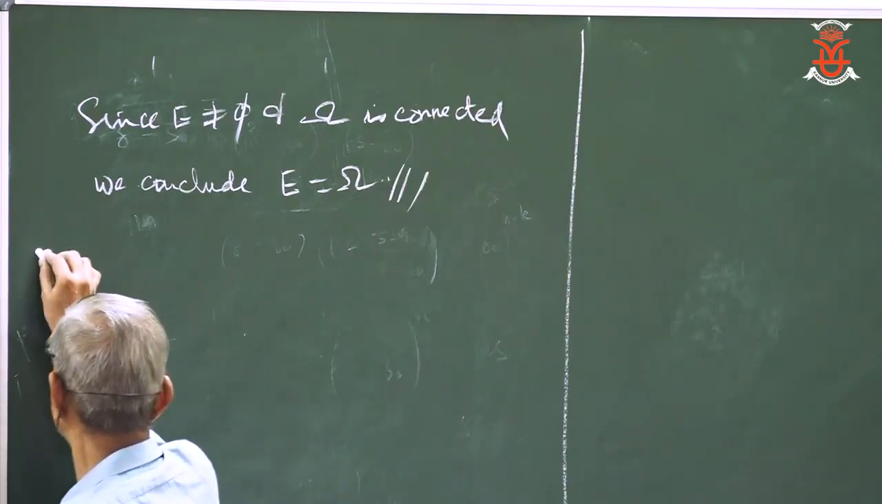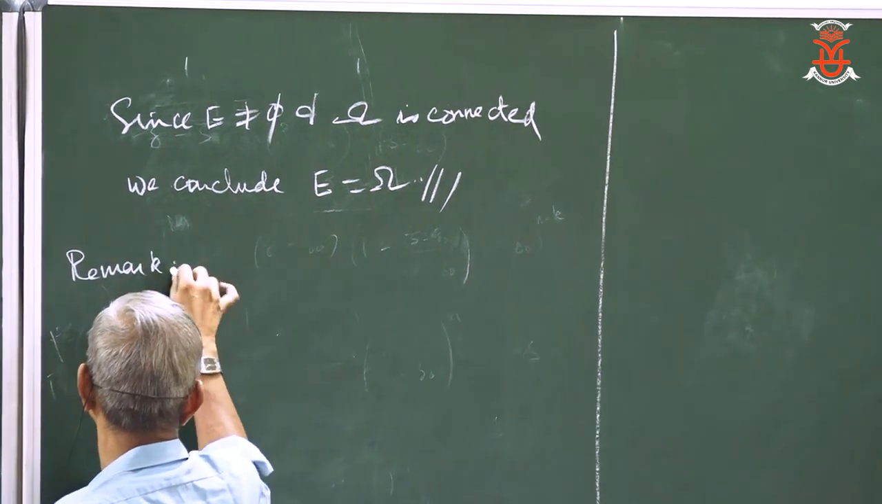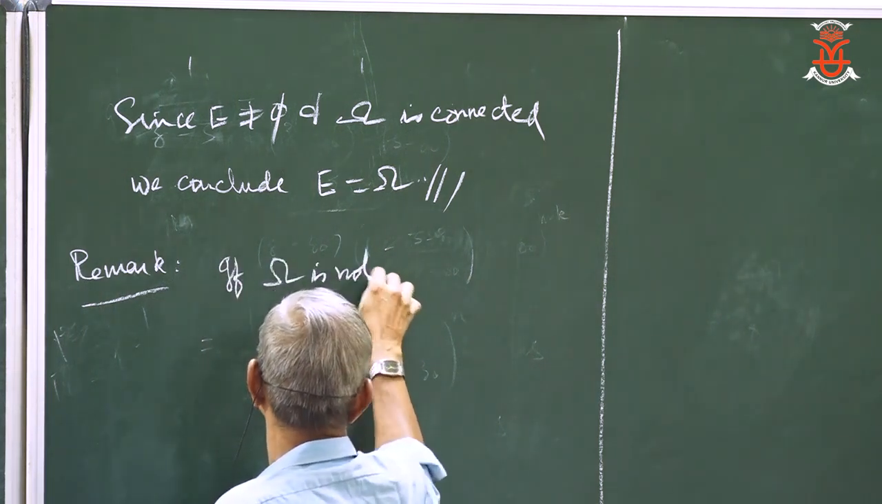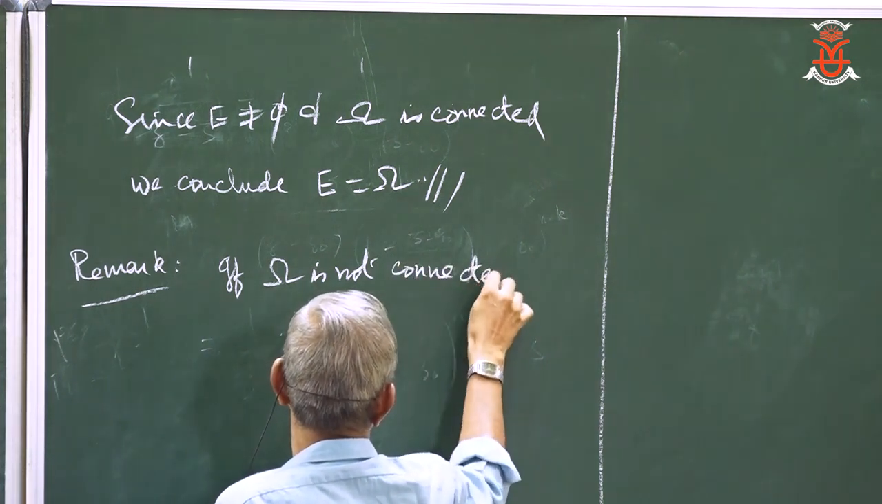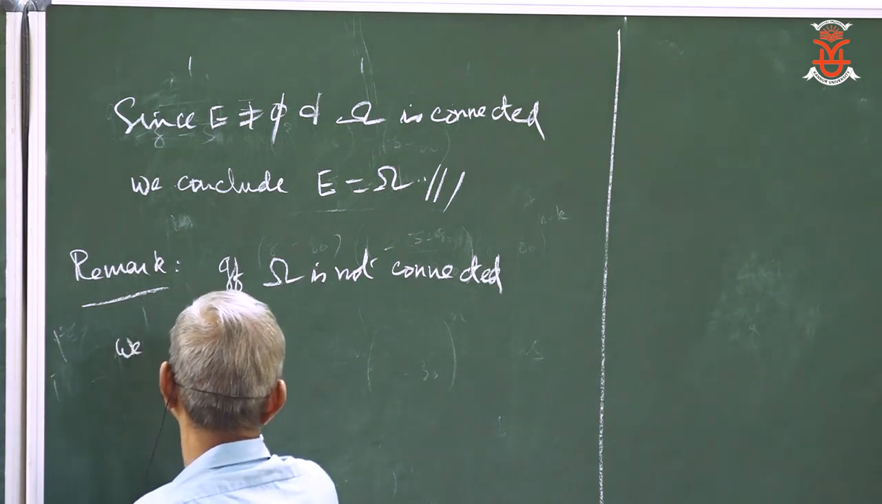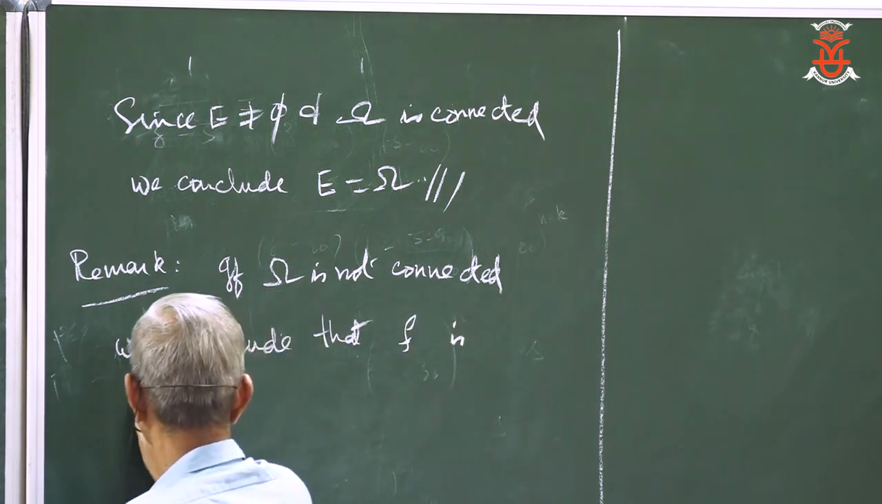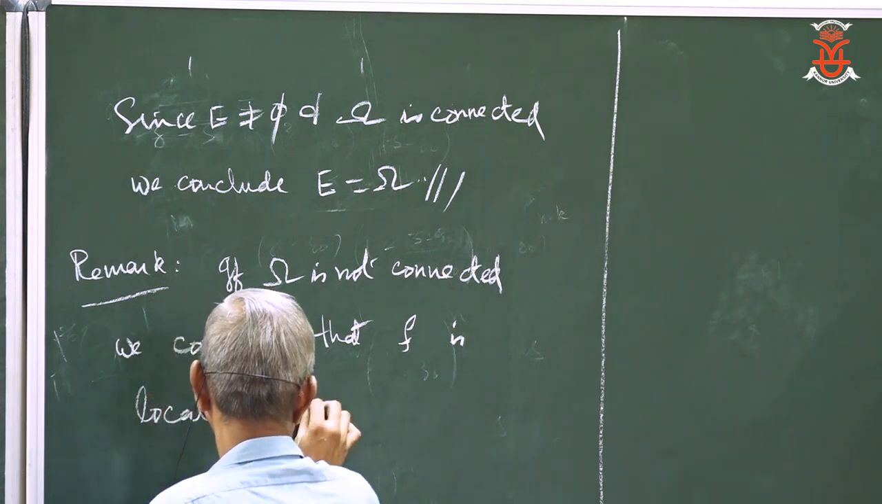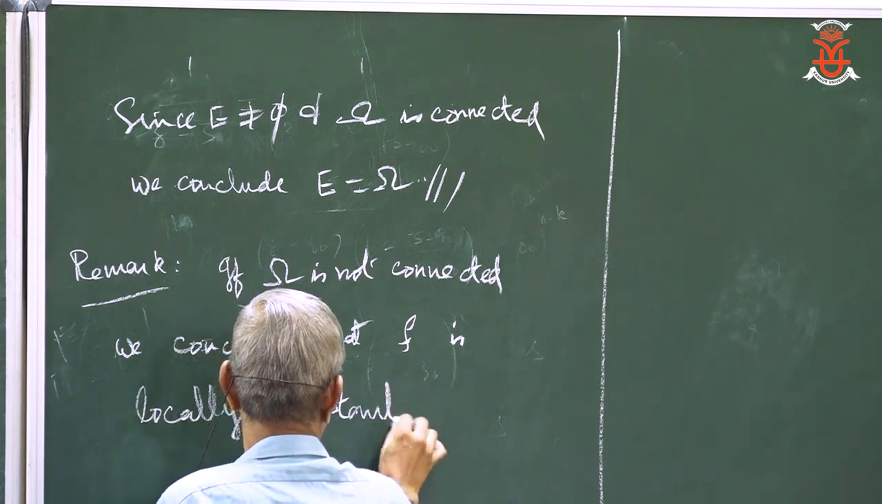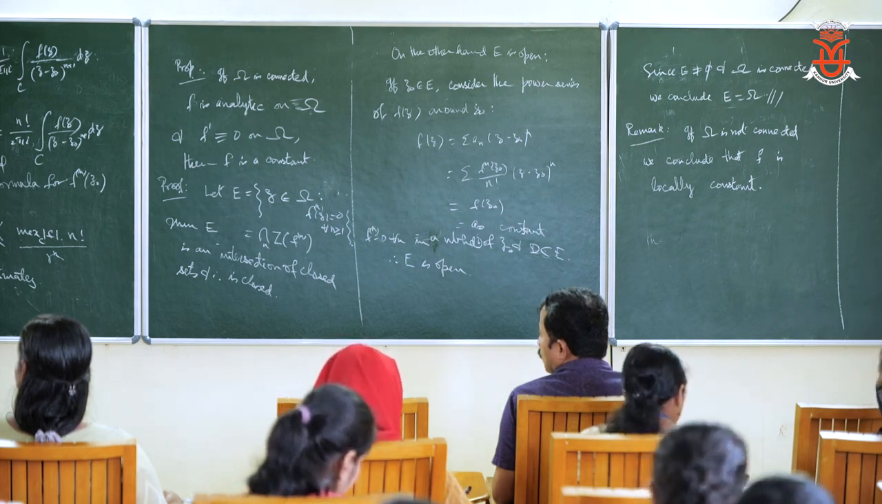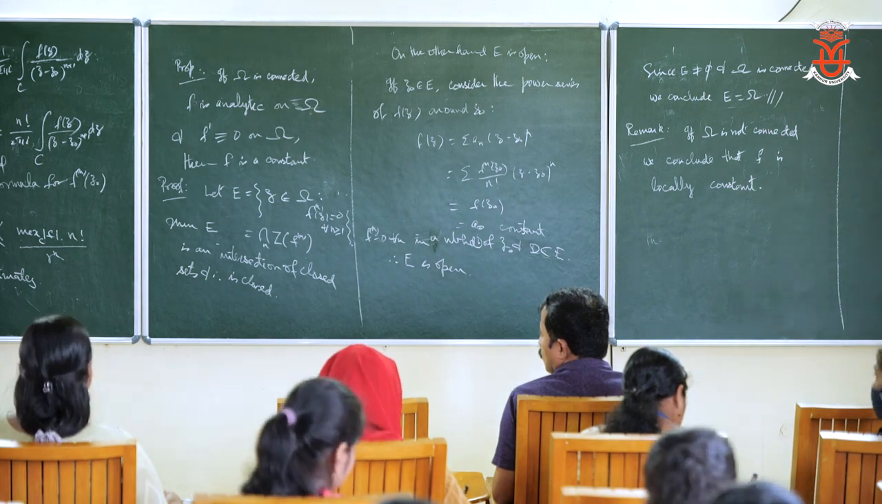So since omega is connected, okay, of course, if omega is not connected, we conclude that f is locally constant. So what do you mean by locally constant? Constant in a neighborhood of each point. So that is equivalent to saying that it is a constant in each connected component of omega. So recall the Cauchy estimates there.